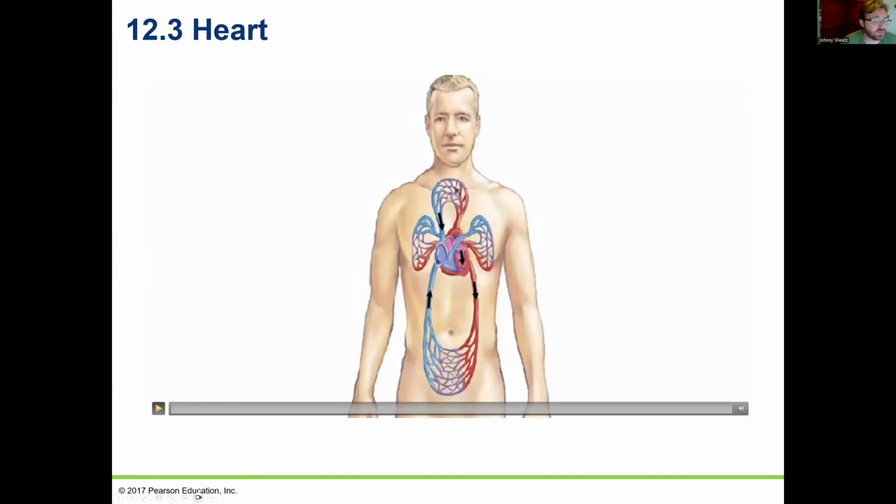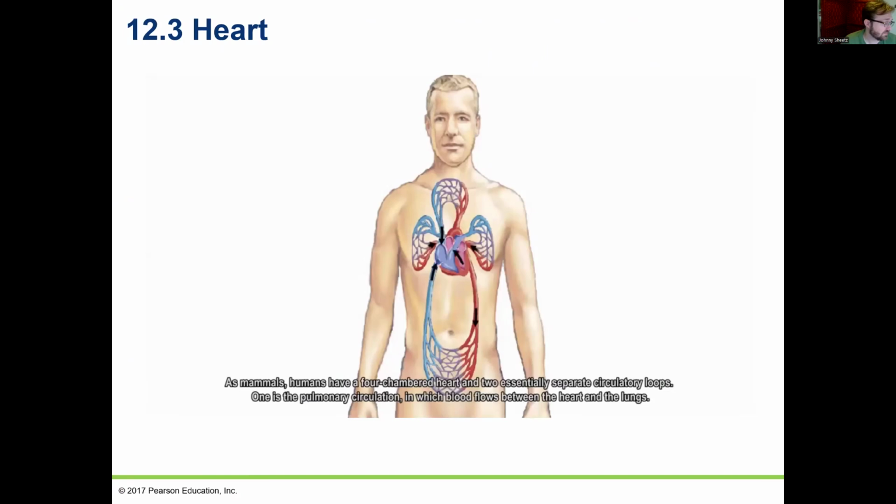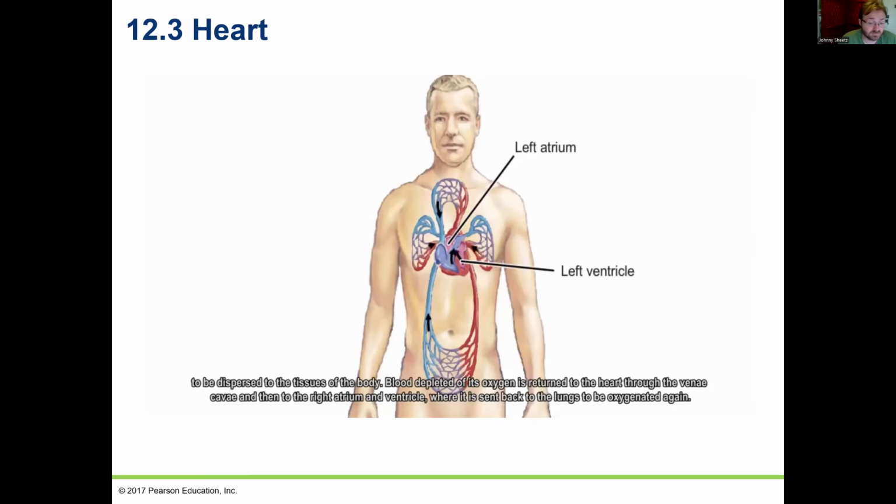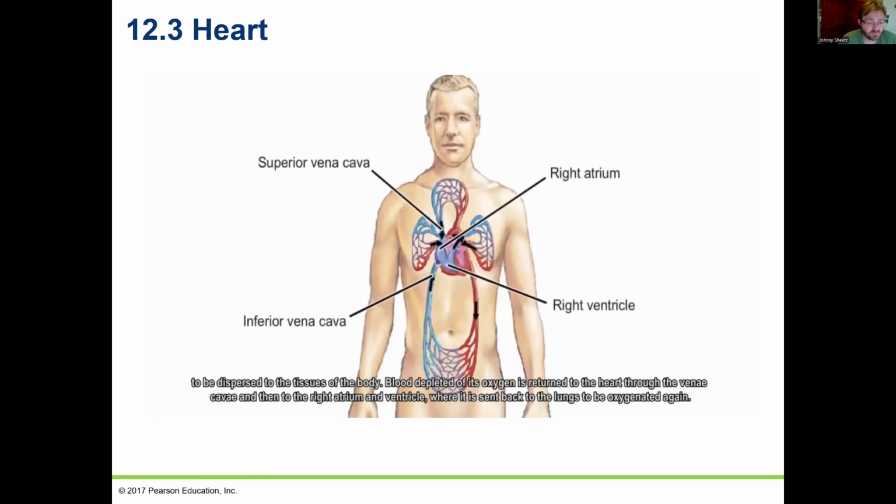So let's have a look at how this works. As mammals, humans have a four-chambered heart and two essentially separate circulatory loops. One is the pulmonary circulation, in which blood flows between the heart and the lungs. The other is the systemic circulation, in which blood circulates between the heart and the rest of the body. Blood that is loaded with oxygen is carried from the lungs to the left atrium, then to the left ventricle to be dispersed to the tissues of the body. Blood depleted of its oxygen is returned to the heart through the vena cava, and then to the right atrium and ventricle, where it's sent back to the lungs to be oxygenated again.